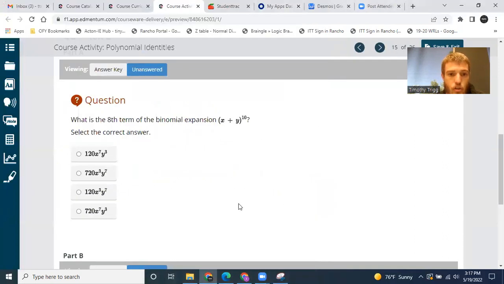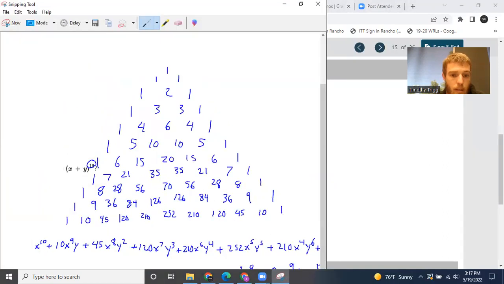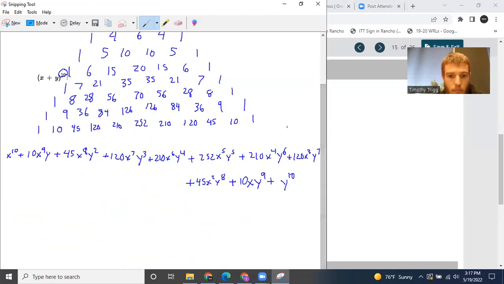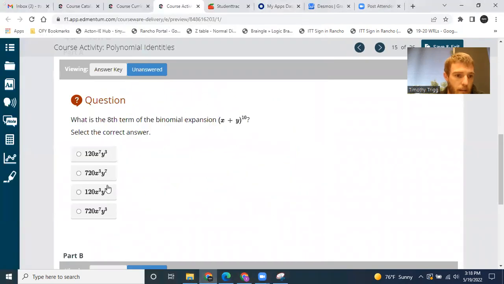So what is the 8th term in this expansion? The 8th term. Well, let's see. Counting my terms: 1, 2, 3, 4, 5, 6, 7, 8. So my 8th term is this: 120 x to the 3rd, y to the 7th. There you go.